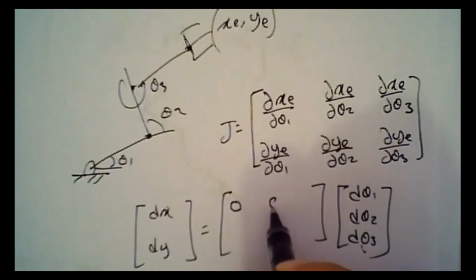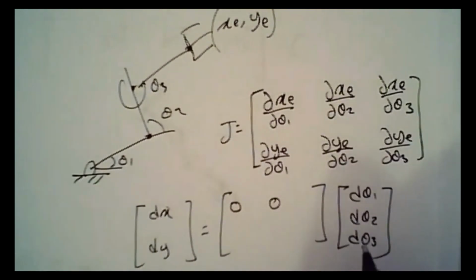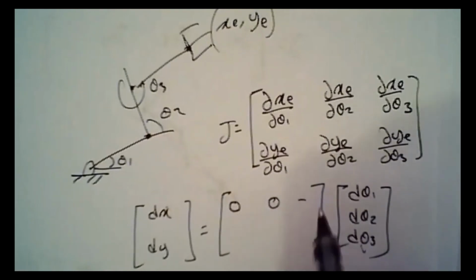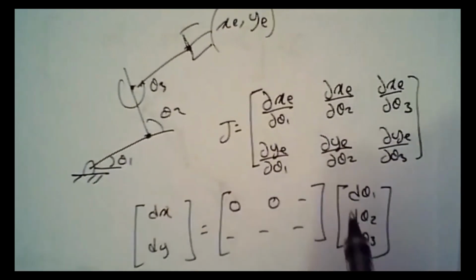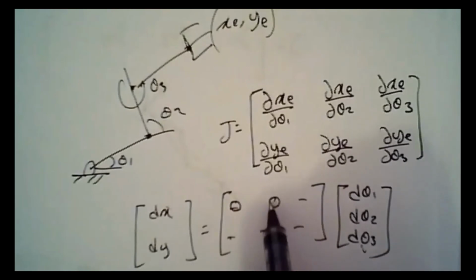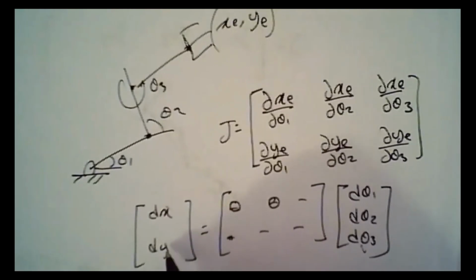If the second row is 0, if the first two entries here are 0, then dx will only vary if theta 3 varies, right? So no matter how these guys are varying, this guy will actually not vary. Okay, so this is what is important. Each term on the Jacobian will tell you how dy will move at this particular pose of the robot.